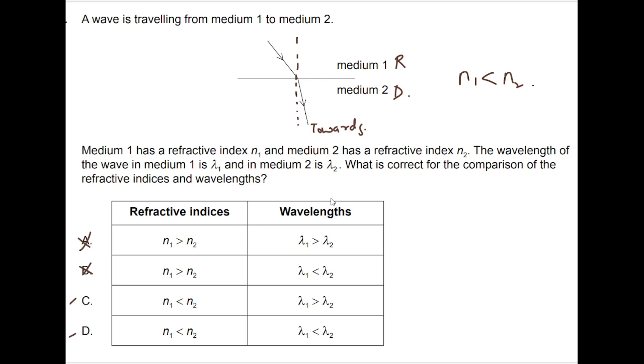Now we have to compare their wavelengths. We know that the speed of light is inversely proportional to the refractive index. That means if N1 is less than N2, V1 will be more than V2.